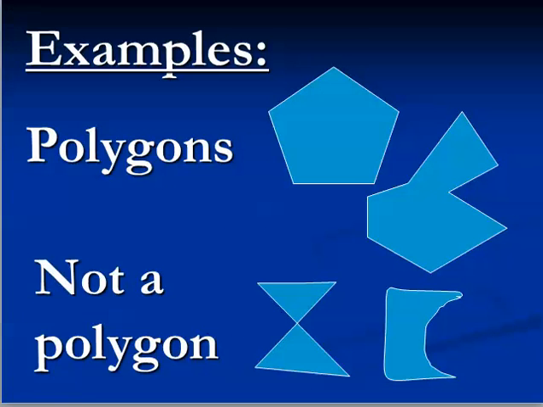Some examples: the top figures are polygons. They are segments being connected. There are no arcs or curves, and each segment is connected to another one at one endpoint, and there are only two segments at those endpoints. The bottom two figures, down here, are not polygons. This figure kind of looks like an X in the middle, has four different segments coming to a point. The second one has a curve, so those are not polygons.